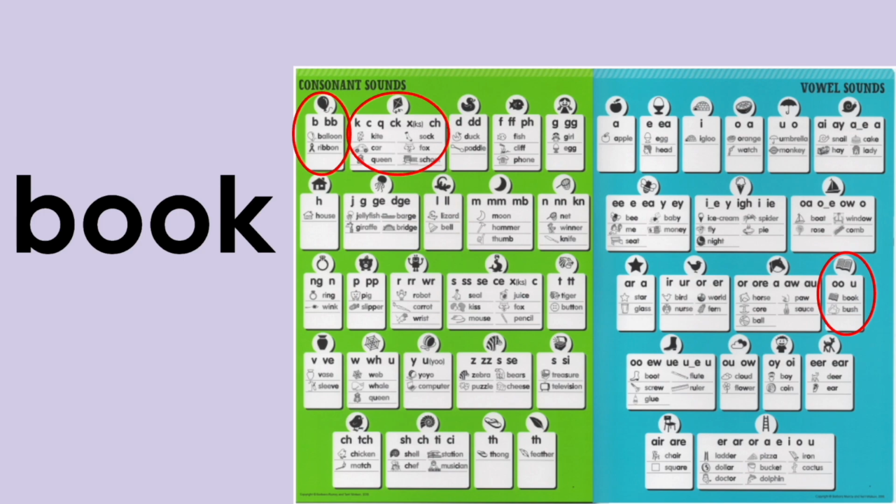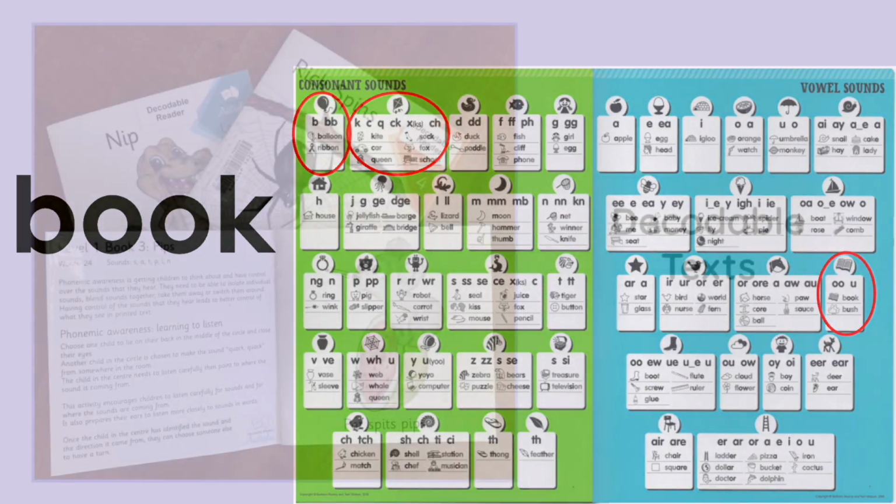Now, after identifying the sounds, so b, oo, k, so segmenting, the student will then need to blend those sounds together to discover the word. So b, oo, k, book, until they're able to discover that the word is book. Students will be encouraged to use these skills of segmenting and blending when they're trying to read a text on their own, by looking at the individual words, working out the sounds within the word, and then blending those sounds together to discover the word.